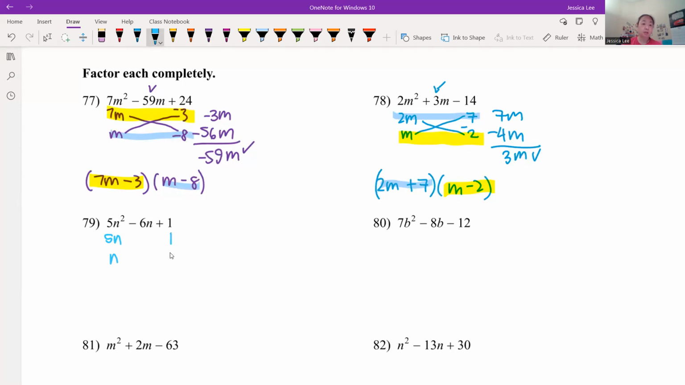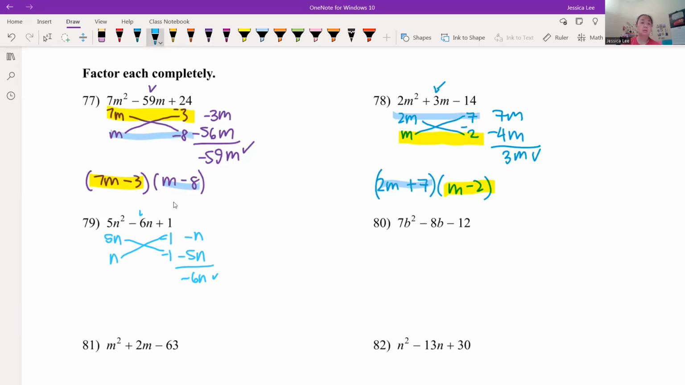All right, so this next one, 79, is going to be 5n and n. Only way to get 1 is just 1 times 1. We're not using any fractions, no decimals, nothing here, okay? And so 1 times n is n. 5n times 1 is 5n, right? I can definitely get a negative 6 if both of them are negative, which means these two are negative. Does negative 1 times negative 1 still give me a 1? Yes. So that's perfect. So this is going to be negative 6n.